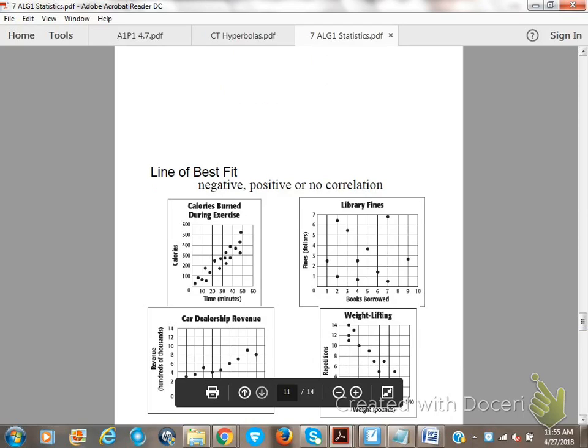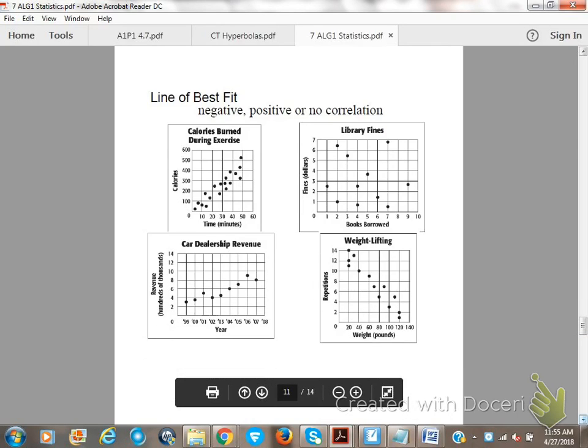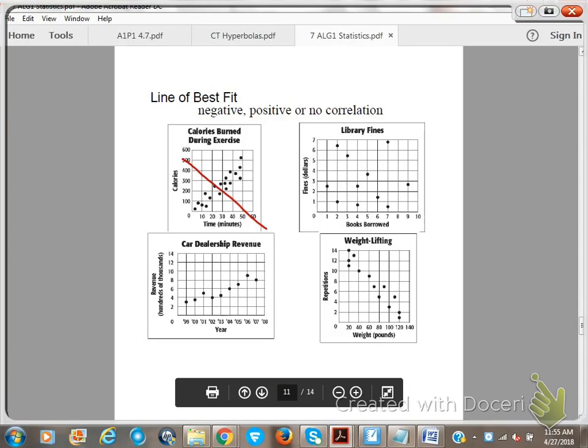Okay, line of best fit. Negative, positive, or no correlation. If you look at this first one that talks about calories burned during exercise, would that be a good line of best fit? No. You have to draw a line that follows the data. So would that be a positive, a negative, or no correlation? Positive, good. That's based on your slope. Would it be a positive slope or a negative slope?